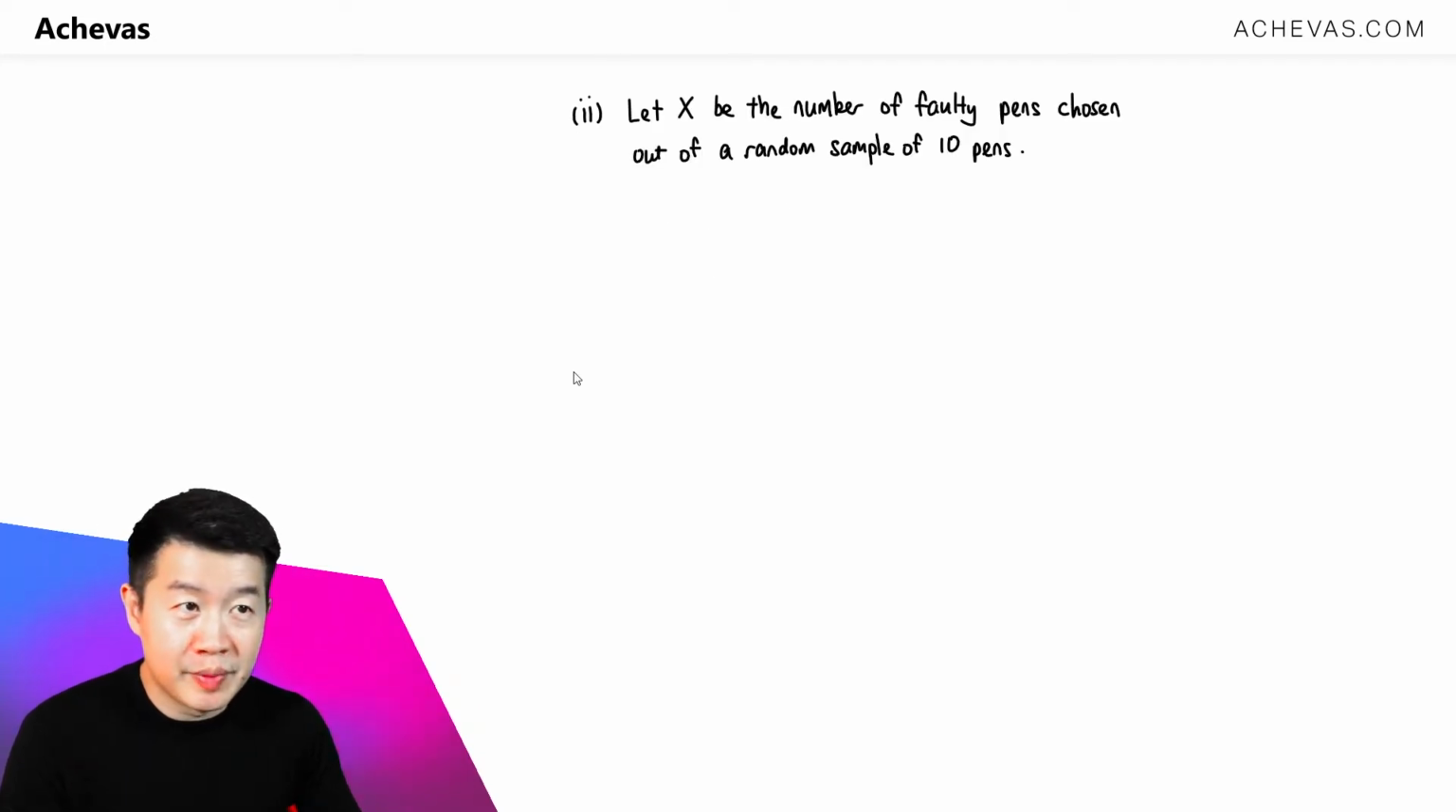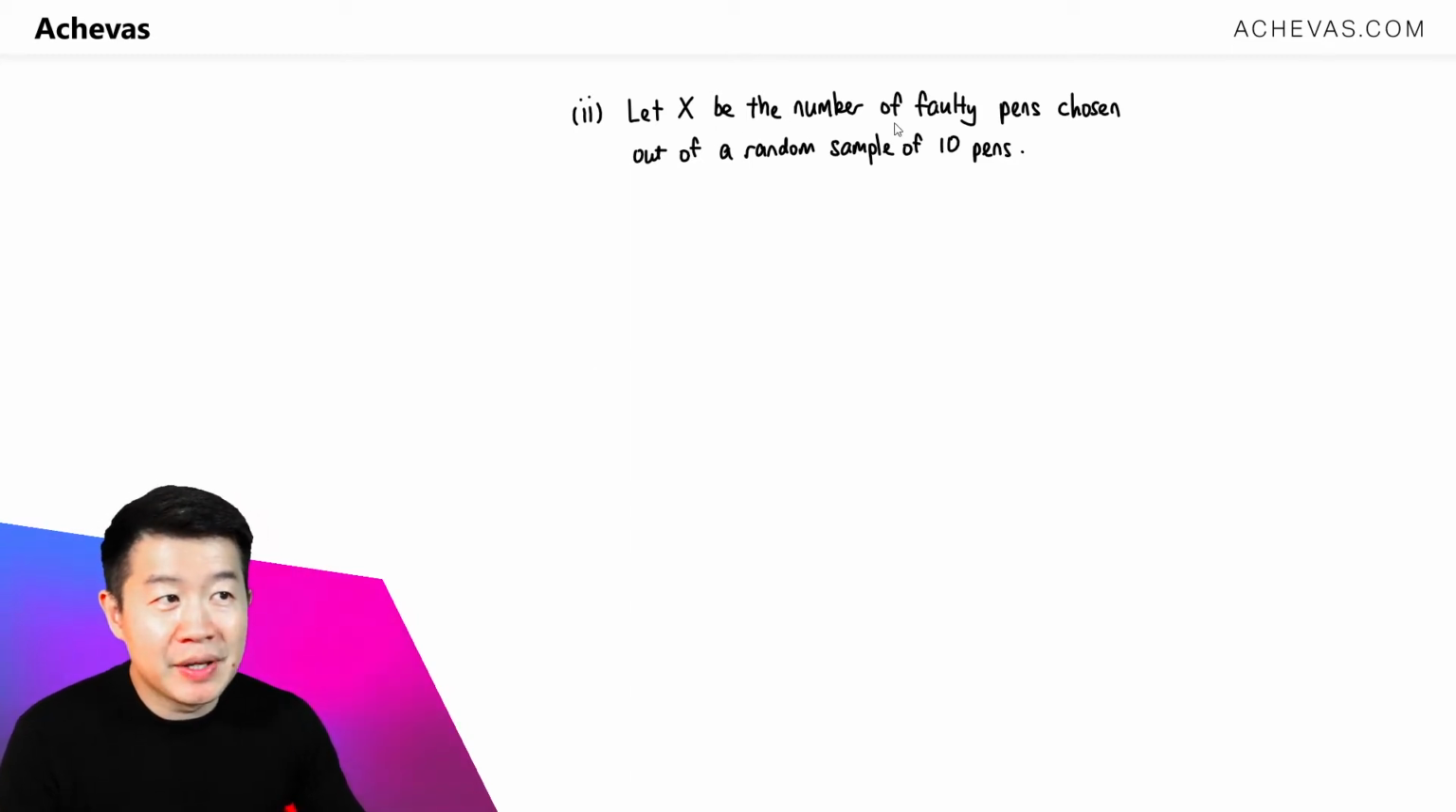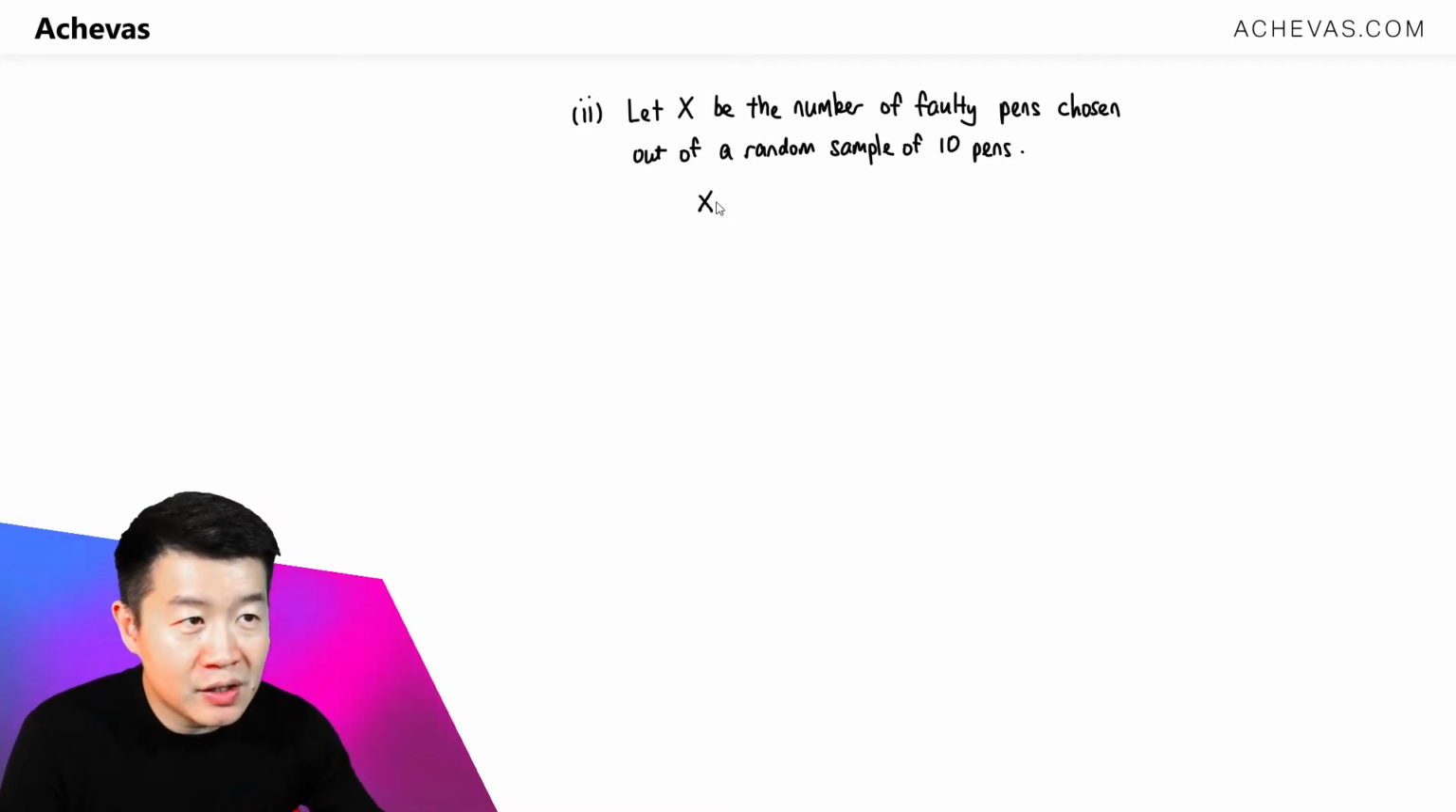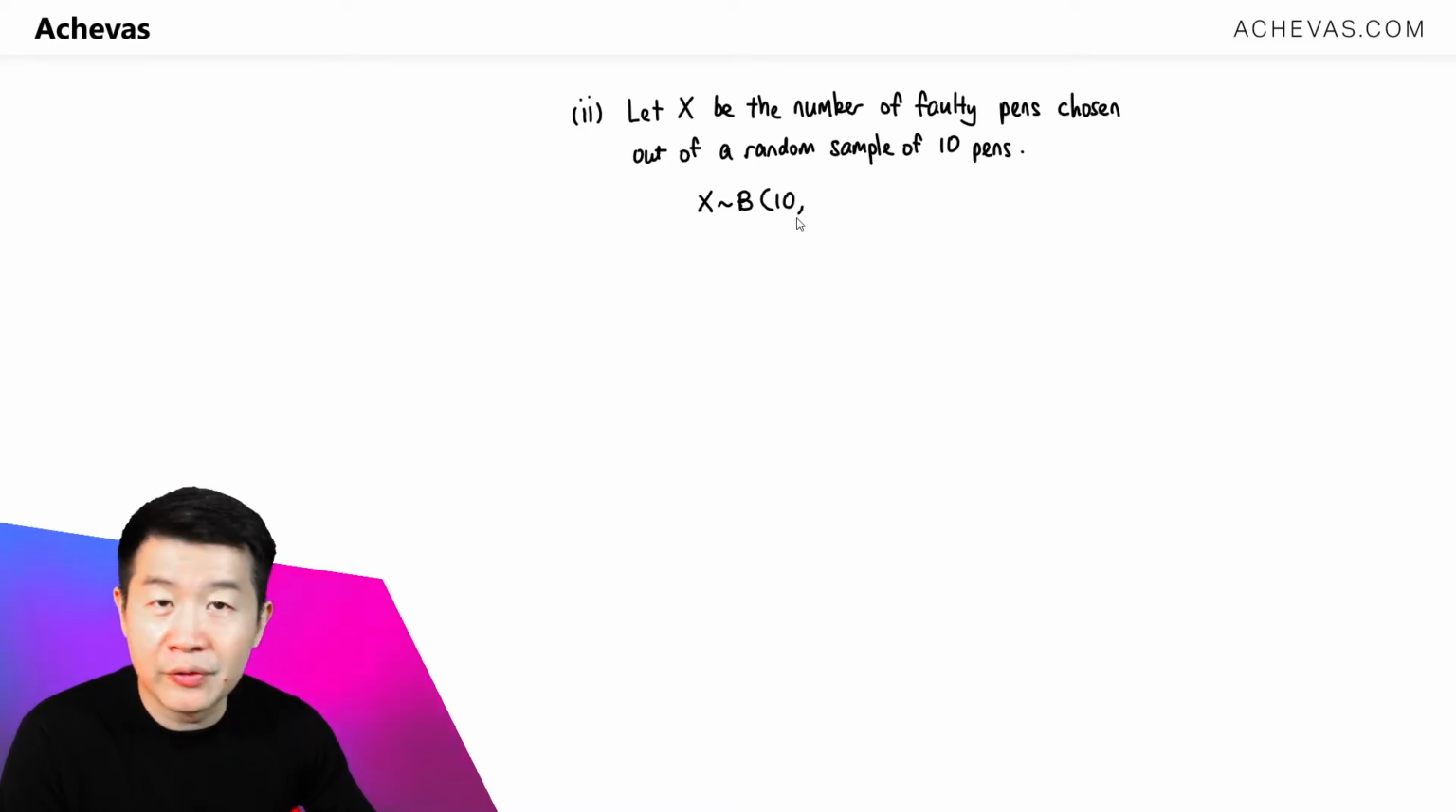For quality control purposes, in part 2, we are going to be working with 10 pens taken from a box. So if I were to let X be the number of faulty pens chosen from this random sample of 10 pens, then X here will be following a binomial distribution out of 10 pens. The probability of a pen being faulty is 6%, so 0.06.